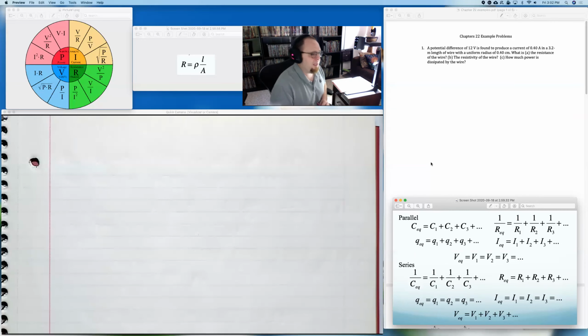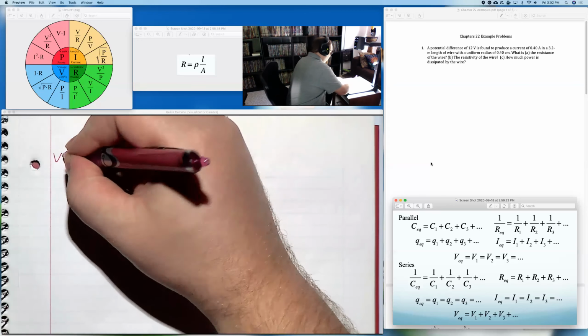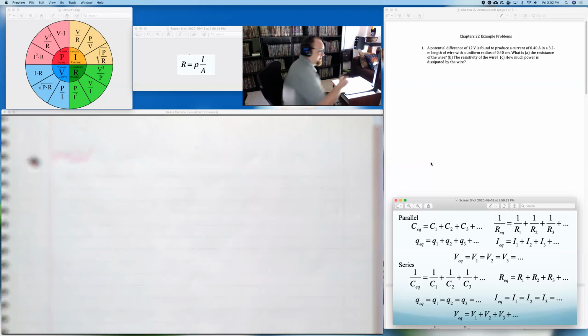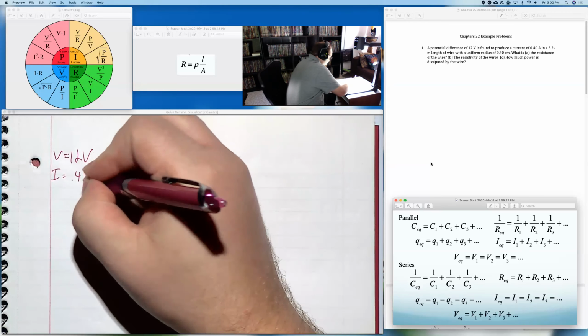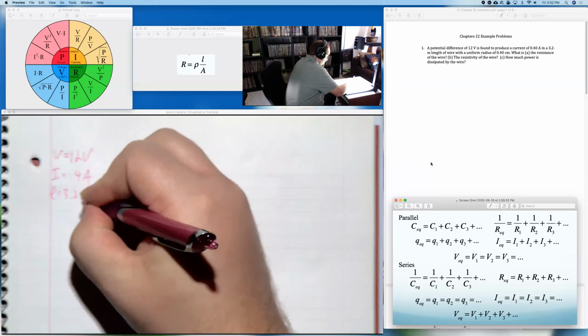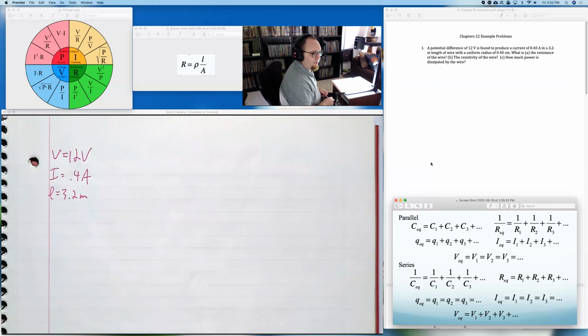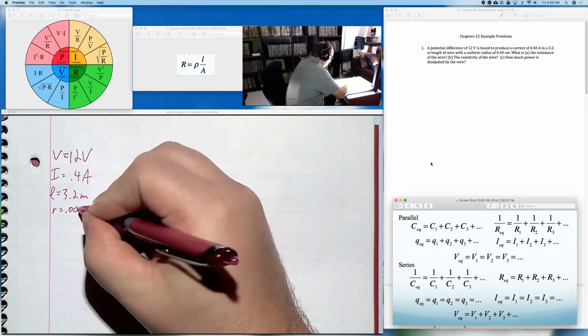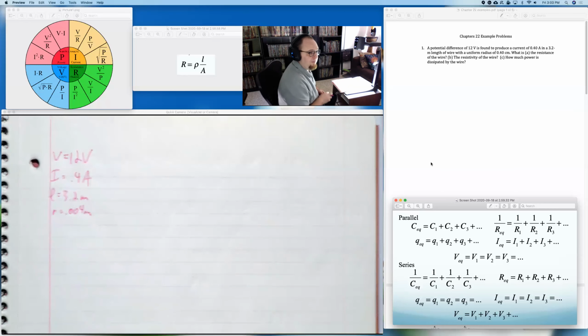And this first question says, a potential difference of 12 volts, which means a voltage of 12 volts, is found to produce a current of 0.4 amps in a 3.2 meter length of wire of radius 0.4 centimeters. So my r, it's 0.4 centimeters, that means 0.004 meters. Okay, so the first thing is, what's the resistance?